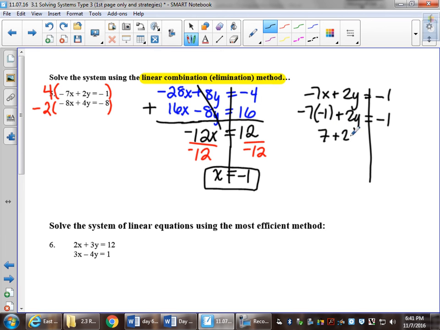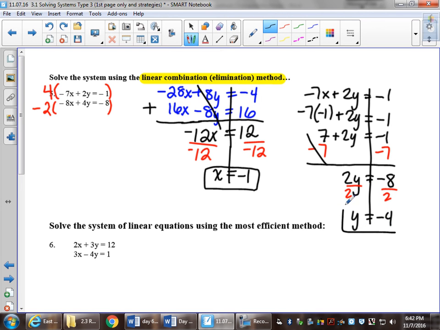This becomes 7 plus 2y equals negative 1. We'll subtract 7 from both sides. 2y equals negative 8. Divide by 2. Divide by 2. I get y equals negative 4. So my solution is negative 1, comma, negative 4.